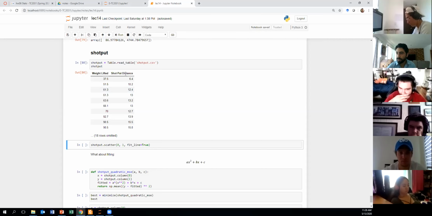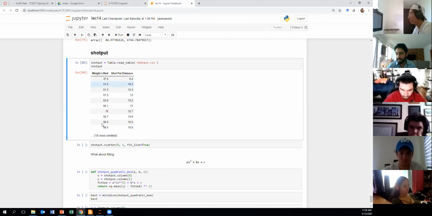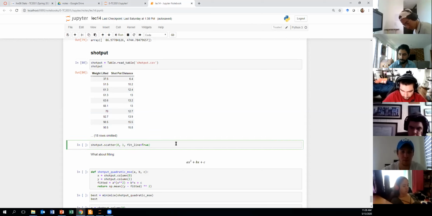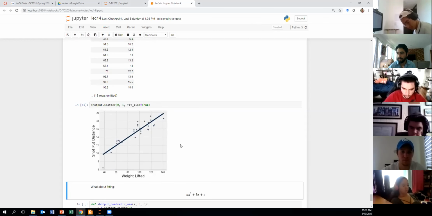So this table shows the shot put distance that different athletes could throw the ball. I think this weightlifting is what they were practicing with. So they practiced with a certain weight, and this is a certain distance that they could throw those heavy balls. So these are the things I want to visualize before quantifying.